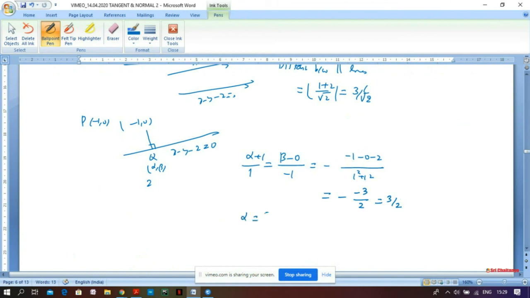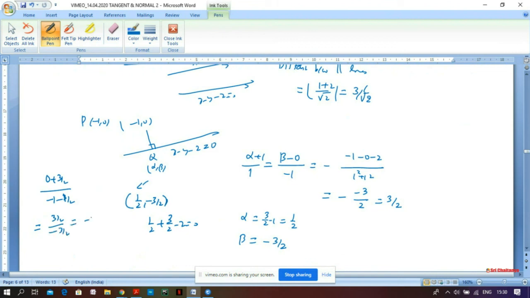So now alpha is 3 over 2 minus 1, so alpha is 1 over 2, and your beta is negative 3 over 2. If you take this point as (1/2, -3/2), we are good, because we can check our answer. First, it lies on the line, because half plus 3 by 2 minus 2 is 0. And then I can get this slope by (0 plus 3/2) upon (-1 minus 1/2), so that is 3 over 2 upon minus 3 over 2. That slope is minus 1, and this slope was 1. So indeed this is the point.